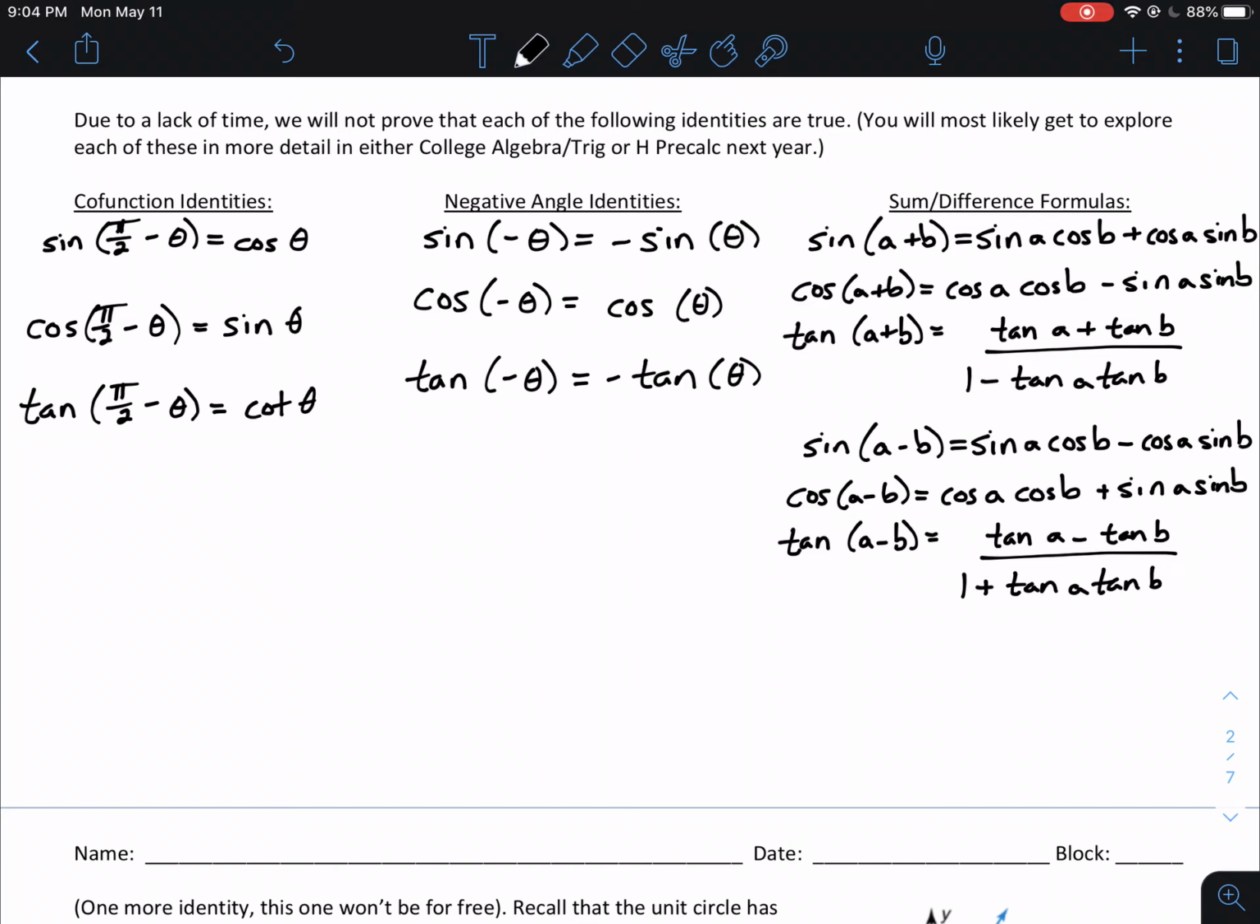So the cofunction identities. Really, these should be somewhat familiar to us anyways. If you go back to Unit 10, when we were talking about graphs of trigonometric functions, we actually talked about some of these.